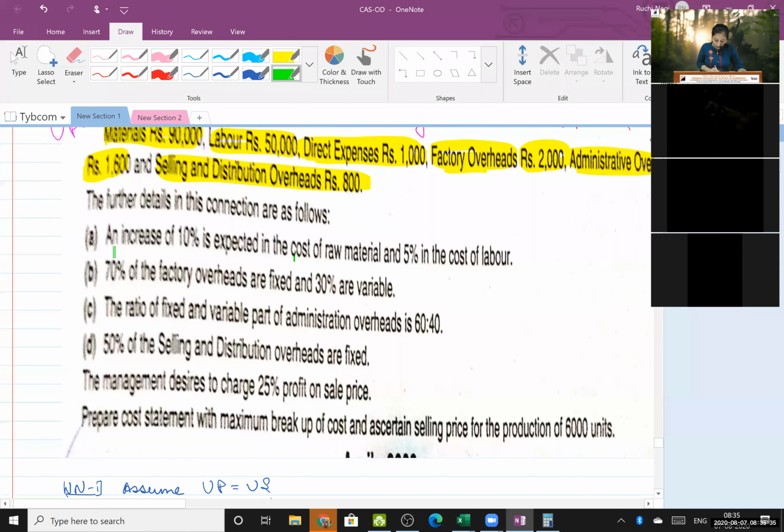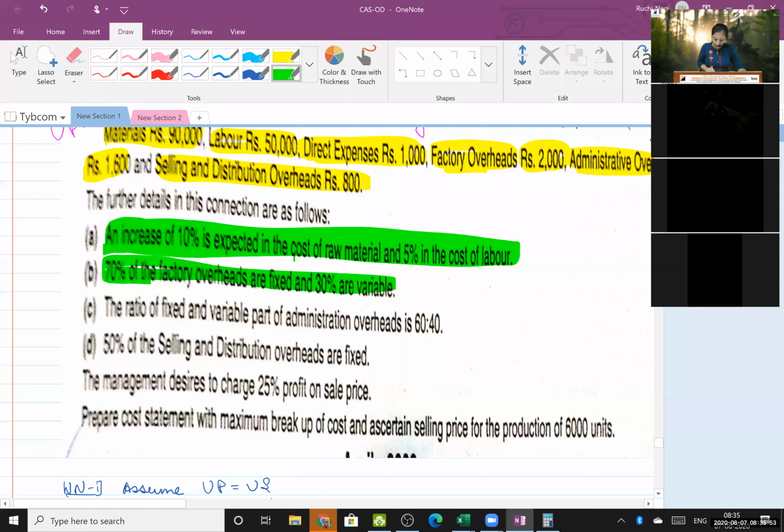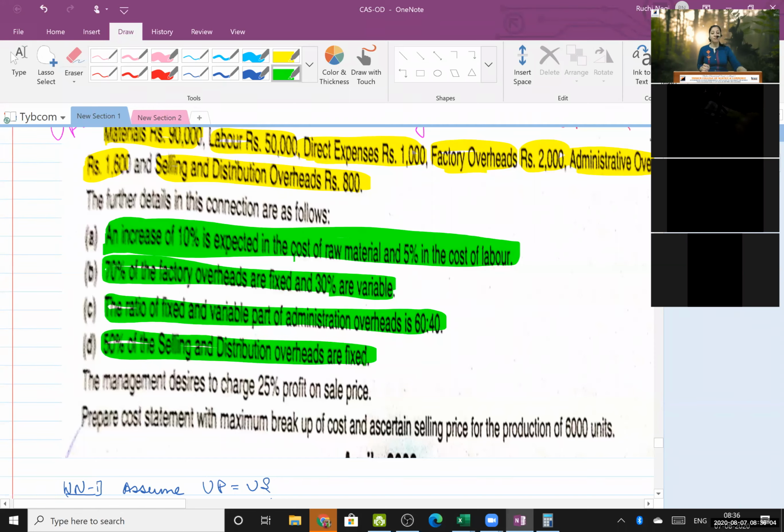What has been said? There will be an increase of 10% in raw material and 5% in labor. Next, 70% of factory overheads are fixed and 30% is variable. The ratio of fixed and variable admin overheads is 60 is to 40. And 50% of selling and distribution overheads are fixed. That means the balance 50% is variable.